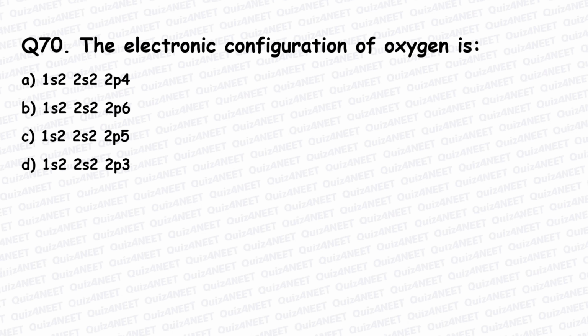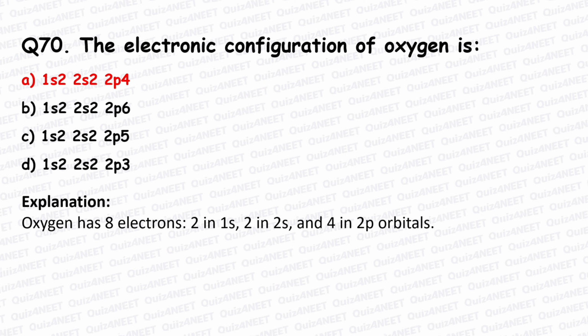Q70. The electronic configuration of oxygen is A. 1s2, 2s2, 2p4, B. 1s2, 2s2, 2p6, C. 1s2, 2s2, 2p5, D. 1s2, 2s2, 2p3. Answer. A, 1s2, 2s2, 2p4. Explanation. Oxygen has 8 electrons, 2 in 1s, 2 in 2s, and 4 in 2p orbitals.